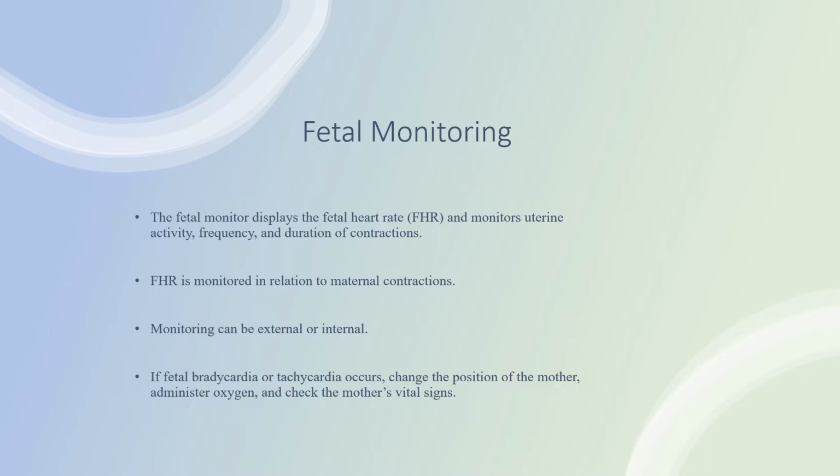You want to look at different patterns in the fetal heart rate. If there's bradycardia or tachycardia of the fetus, bradycardia would be fetal heart rate less than 110. Tachycardia would be fetal heart rate greater than 160. If that occurs, you need to change the position of the mother. Often just changing the position of the mother, giving her some oxygen, and then checking the mother's vital signs, that will often help the fetal heart rate.